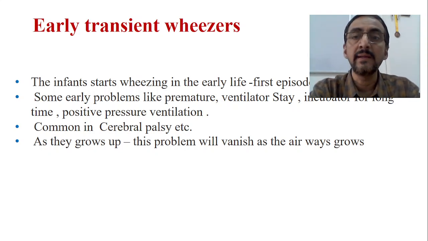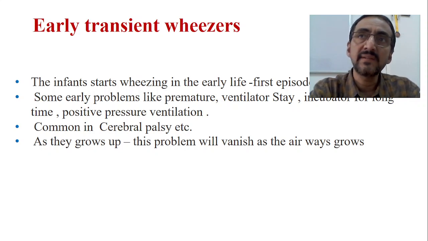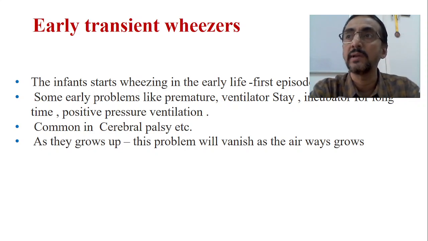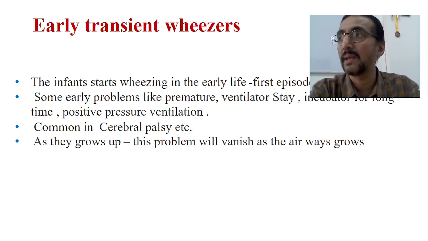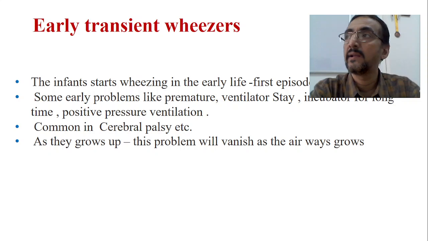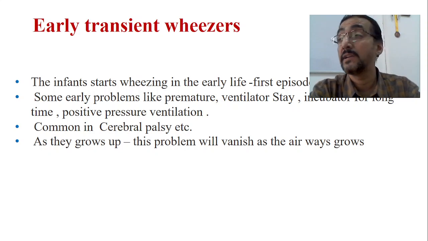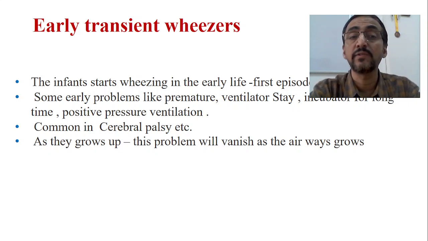The problems are many. There may be some sort of injury to the bronchial tree because of all the above conditions. In case of prematurity, the growth of the bronchial tree is not up to the mark, and ventilator stay and oxygen-related toxicity may lead to bronchopulmonary dysplasia-like conditions, and that may lead to this problem. Babies kept in an incubator or given positive pressure ventilation, because of the hazards of positive pressure ventilation, may also develop this type of condition.